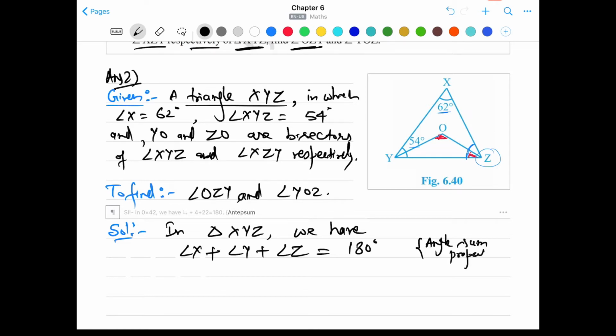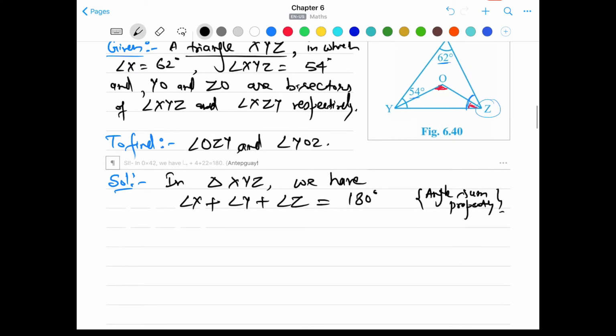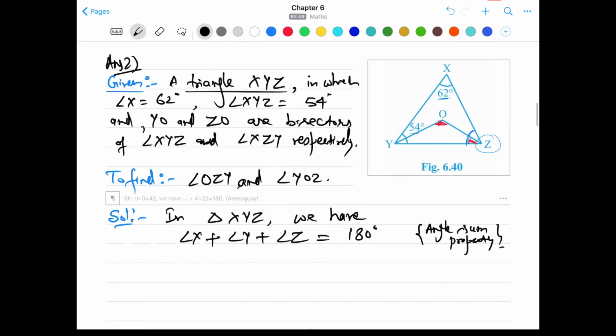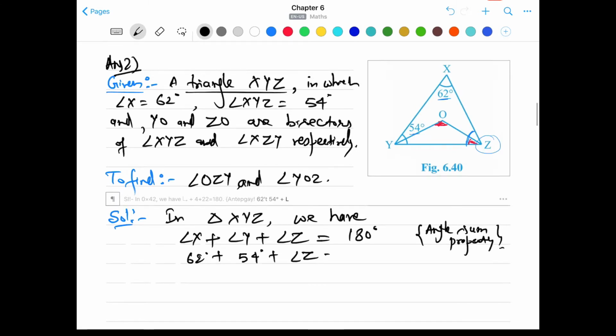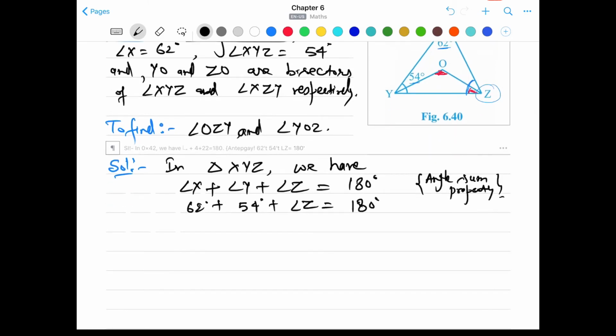Angle sum property of a triangle. Okay, so we have the measure of angle X, which is 62 degrees, we have the measure of angle Y, which is 54 degrees, and we have to find the measure of angle Z. So that will be X plus Y plus Z equals 180 degrees. So from here angle Z will be 180 degrees minus this 62 plus 54 will be 116. Okay, this will be 116.